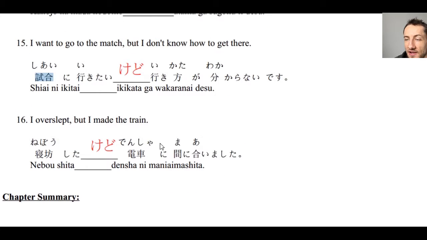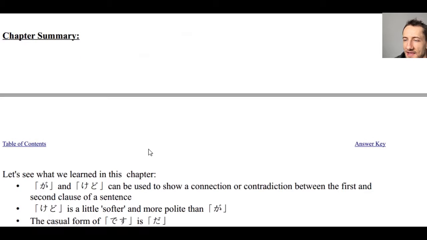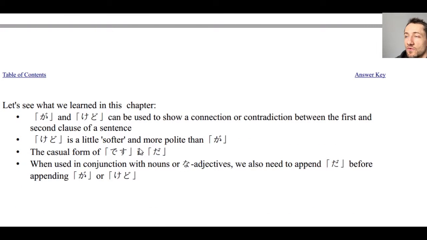And the last one, number 16, I overslept, but I made the train. 寝坊したけど、電車に間に合いました。寝坊する, so to oversleep. 電車に間に合いました。To make the train. 電車に間に合う。So that's it. And before we finish this chapter, let's go over quickly what we learned.